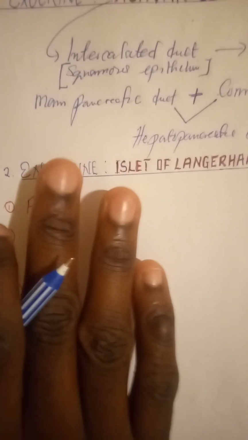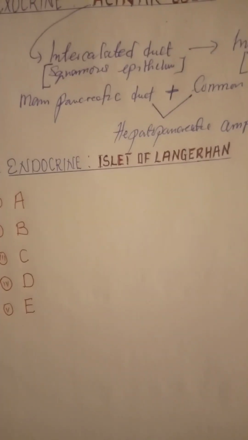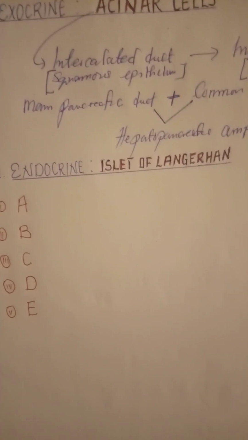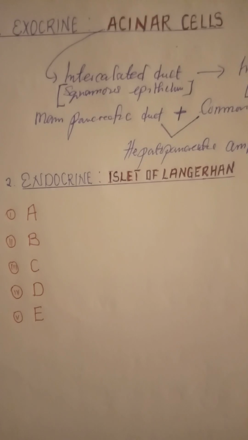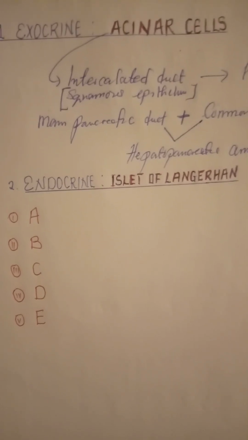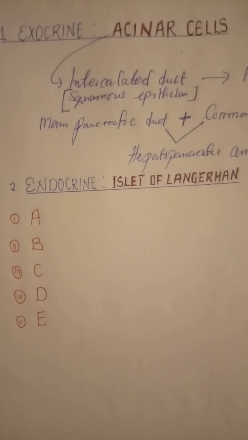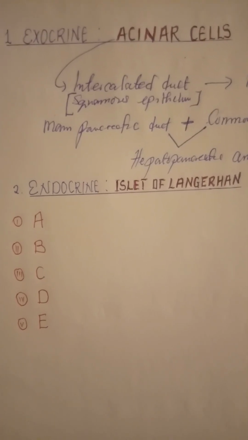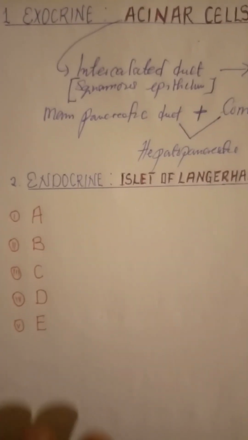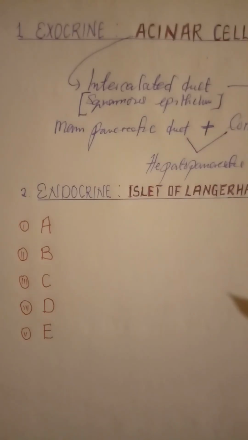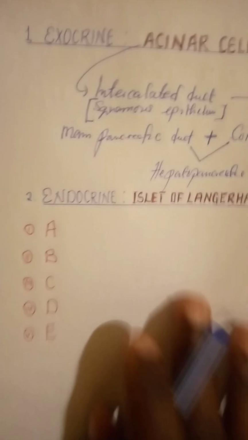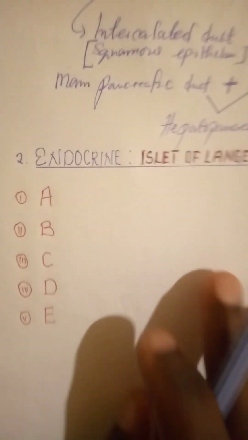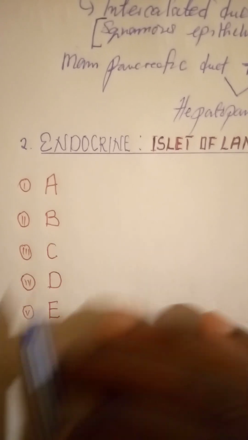Moving forward to the other component, which is the endocrine component. This endocrine component basically comprises the islets of Langerhans. The islets of Langerhans contain cells, primarily about 5 cells, and these are the cells which we are going to refer to with this mnemonic which we are calling ABCDE.